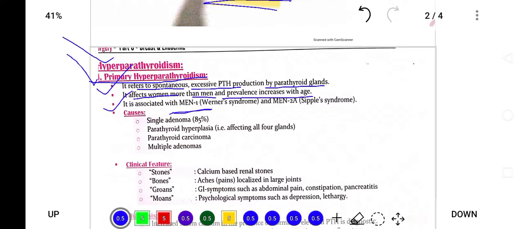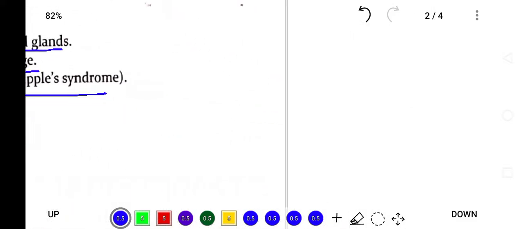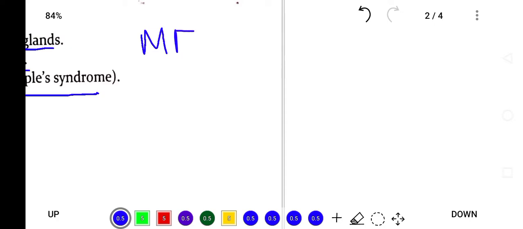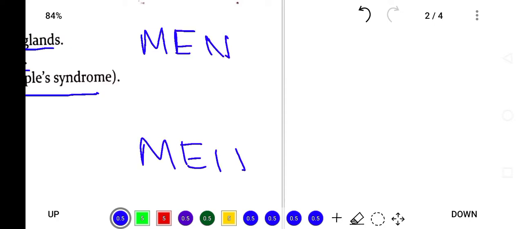It is associated with MEN, multiple endocrine neoplasia type 1, also known as Wermer's syndrome, and multiple endocrine neoplasia type 2 as well, which is known as Sipple syndrome. Now here we have to look at what MEN1 and MEN2 are: multiple endocrine neoplasia type 1 and multiple endocrine neoplasia type 2.